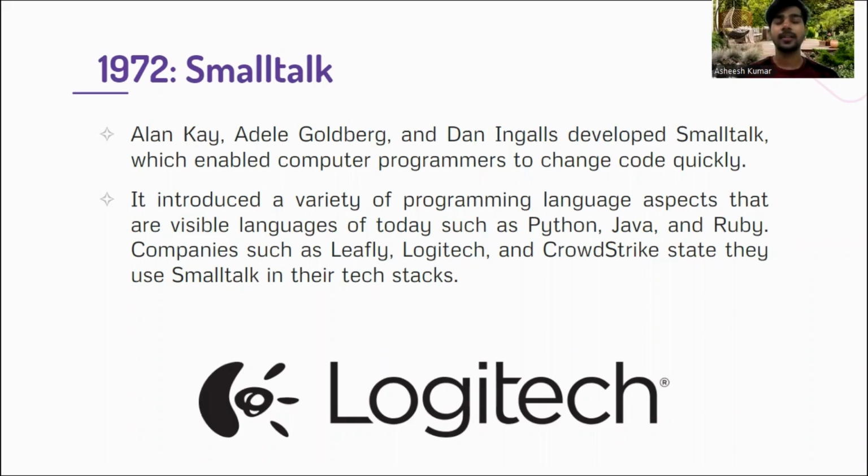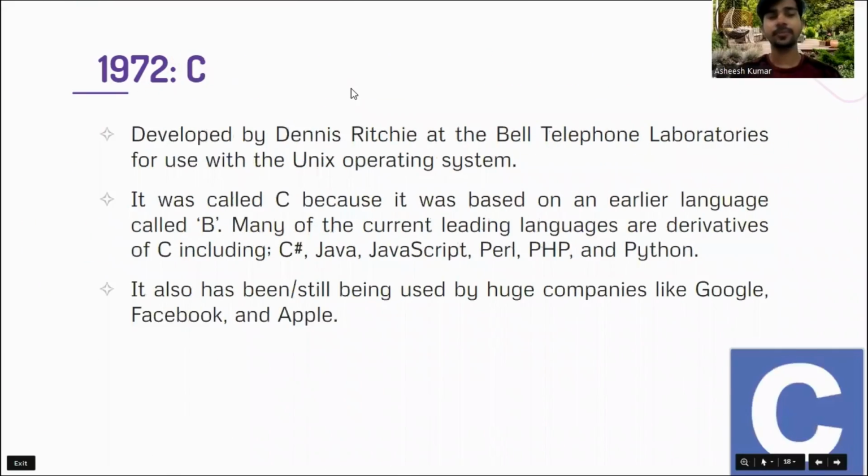After Smalltalk, the next language is C. In 1972, C was developed by Dennis Ritchie at Bell Laboratories for use with the Unix operating system. It was called C because it was based on the earlier language called B. Many of the current leading languages are derivatives of C, including C++, Java, JavaScript, Perl, Python, and PHP.